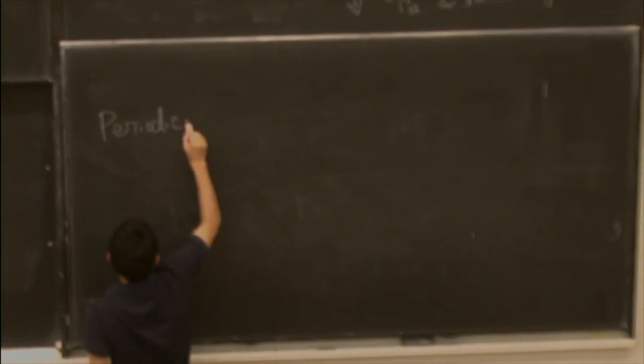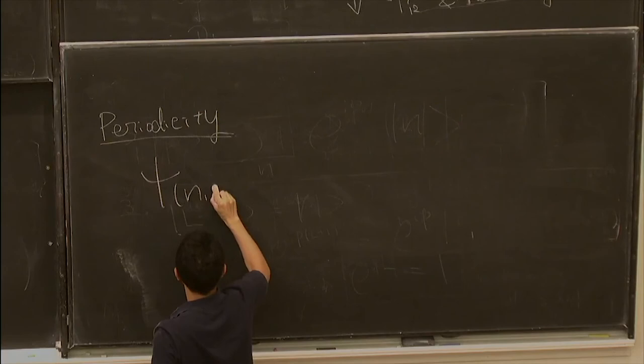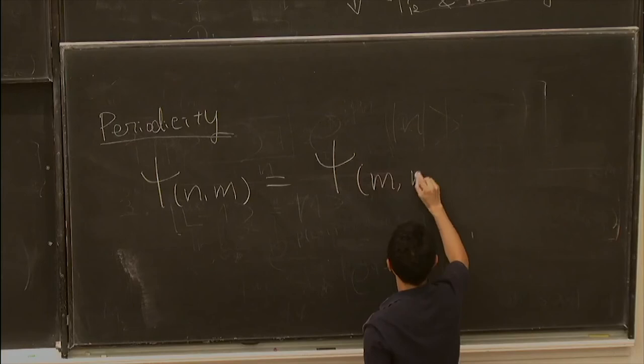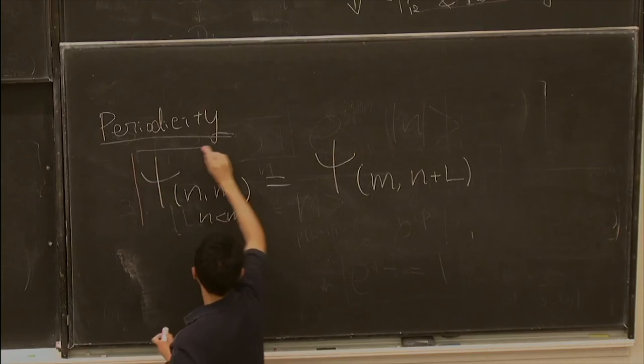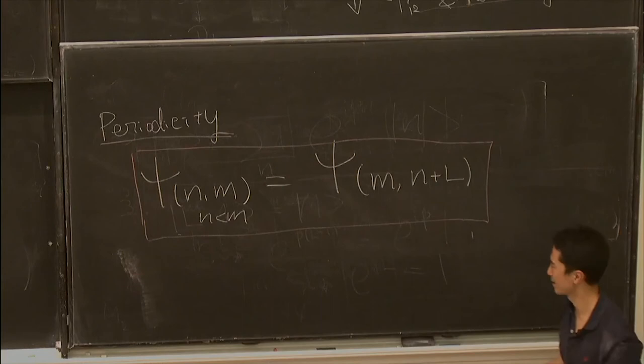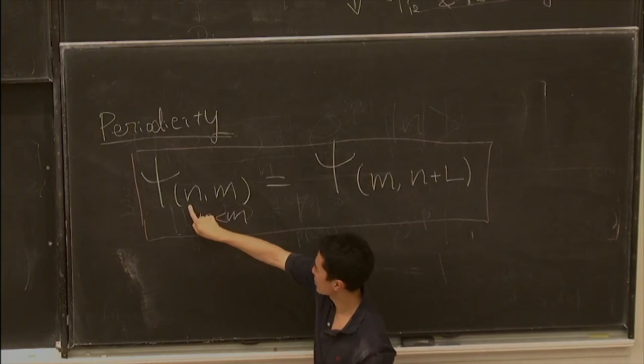So periodicity, in this case, is like this. You have psi of n and m. This should be equal to psi of m and n plus l. And I'm assuming that n is smaller than m. Well, this is just a kind of natural two-particle generalization of the periodicity condition. Because putting a particle at n's position and m's position should be the same as putting a particle at m's position and n plus l's position.